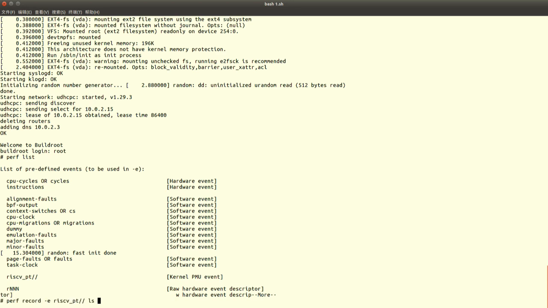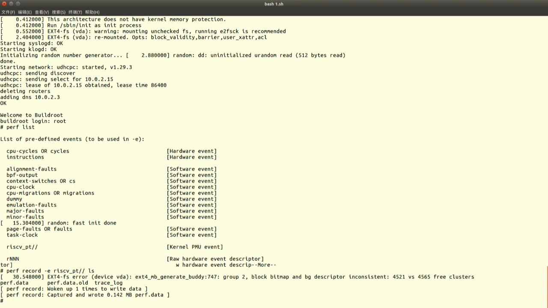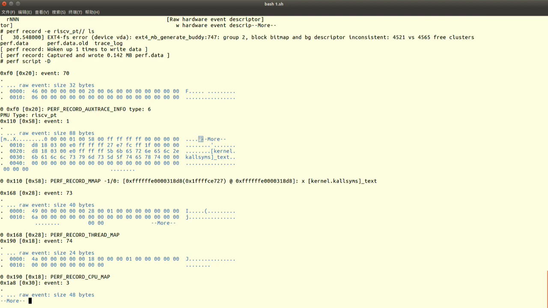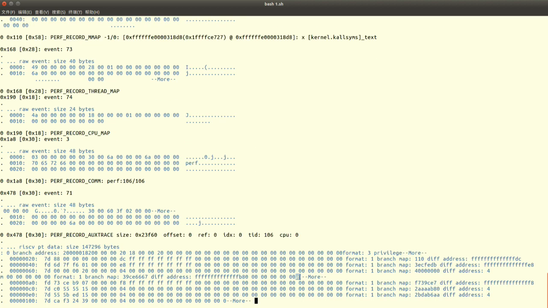You can see the perf trace bit and kernel perf event here, and you just type it. And we can record with -e riscv_pt for ls and get a recording of less than 0.2 megabytes. And then use perf script -D, and you can see different events and the raw data output. The first record is format 3 with the exception address, and the following ones are format 1. And they all come with a branch map.